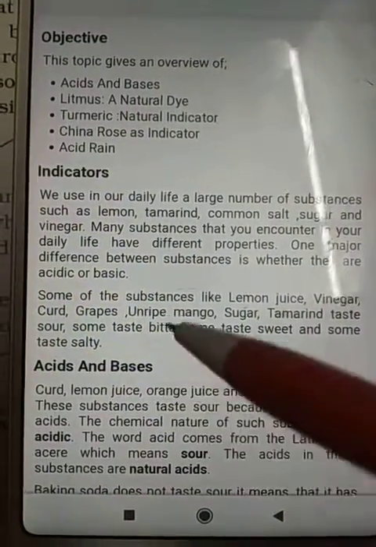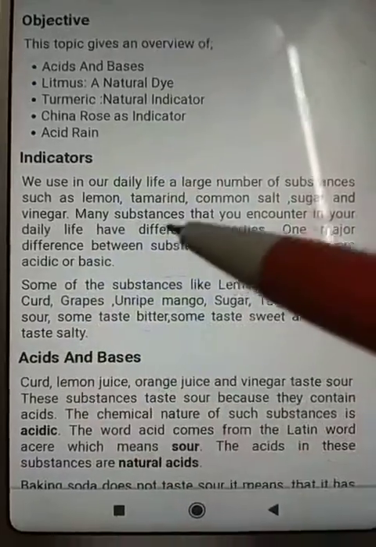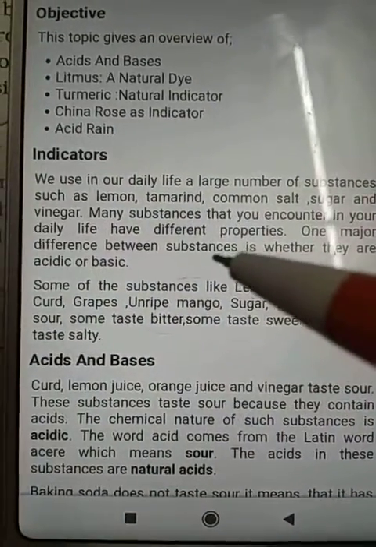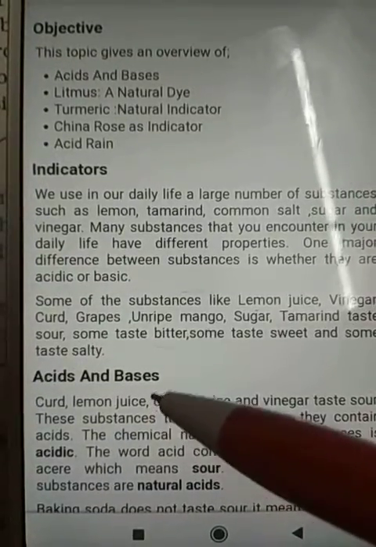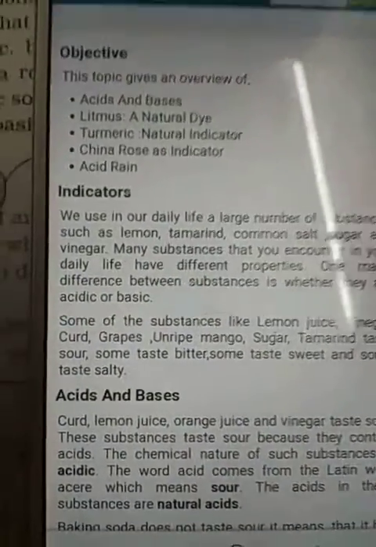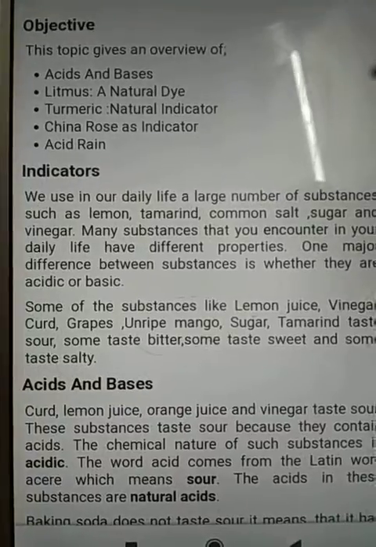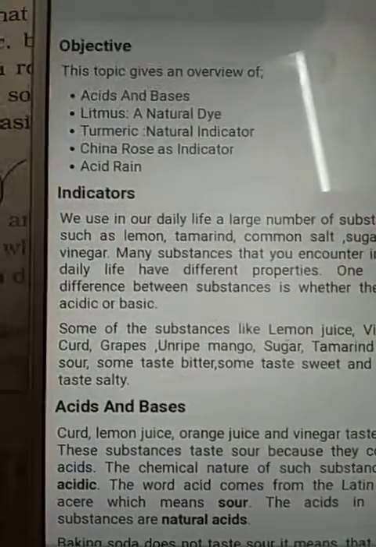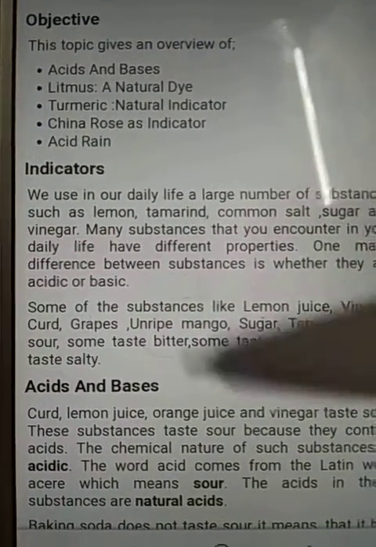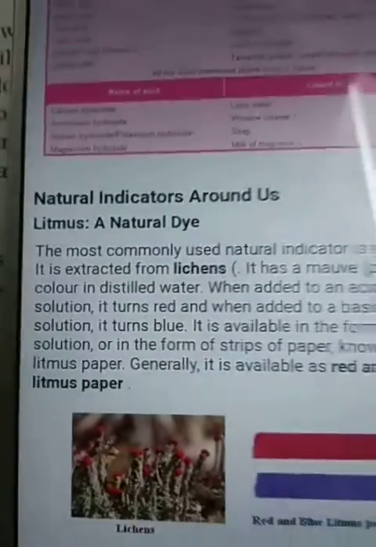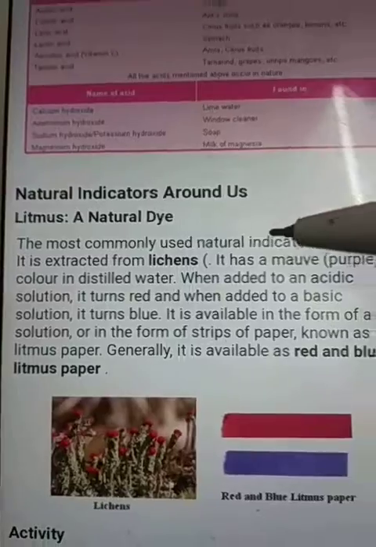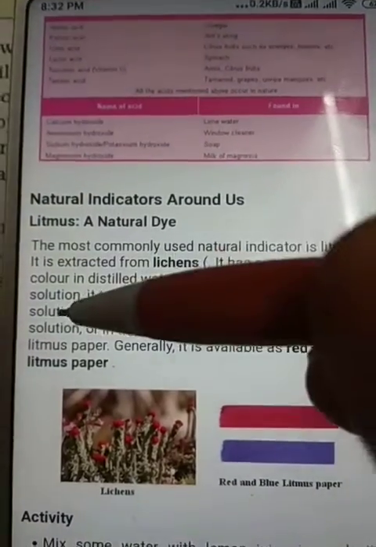We know that all citrus fruits are acid. Acids are sour in taste and bases are bitter in taste. To detect the presence of acid and base in a given substance, we need an indicator. So there are so many indicators. Some of them are natural indicators, which are called organic indicators, and some are synthetic indicators, which are called inorganic indicators. The most commonly used natural indicator is litmus.